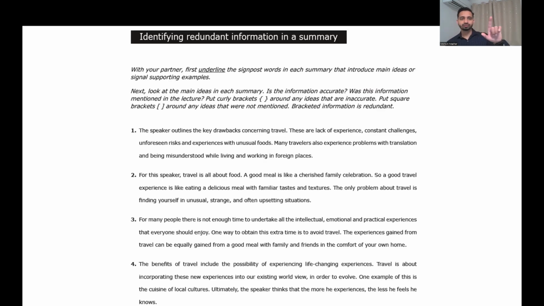Okay, now what I want you to do is look at these 4 summaries. We're going to highlight the correct summary. I want you to underline the signpost words. And I want you to put curly brackets around the information that is inaccurate, incorrect information. And I want you to put square brackets around the information that is not mentioned in the transcript that you just heard. Okay, so pause the video here, do this exercise. When you come back, I'll share with you the answers.